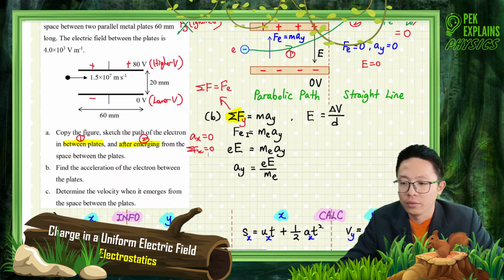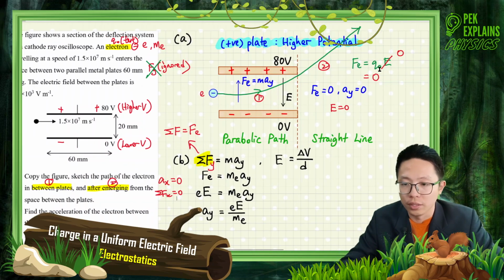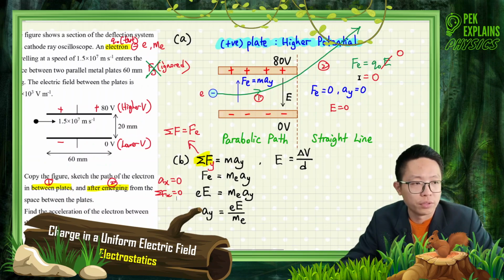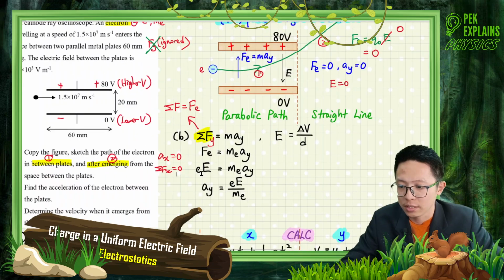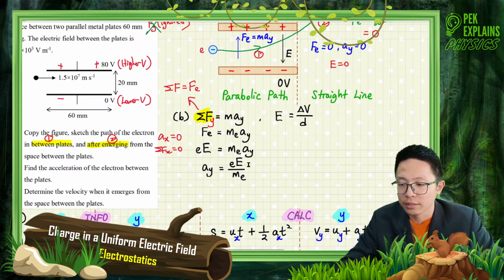Fe equals ma. And Fe is equal to Q0 E, so F equals Q0 E. Our charge is an electron charge. So we put electron charge times electric field equals m a. Okay, so find ay. ay is electron charge times electric field divided by mass of electron.